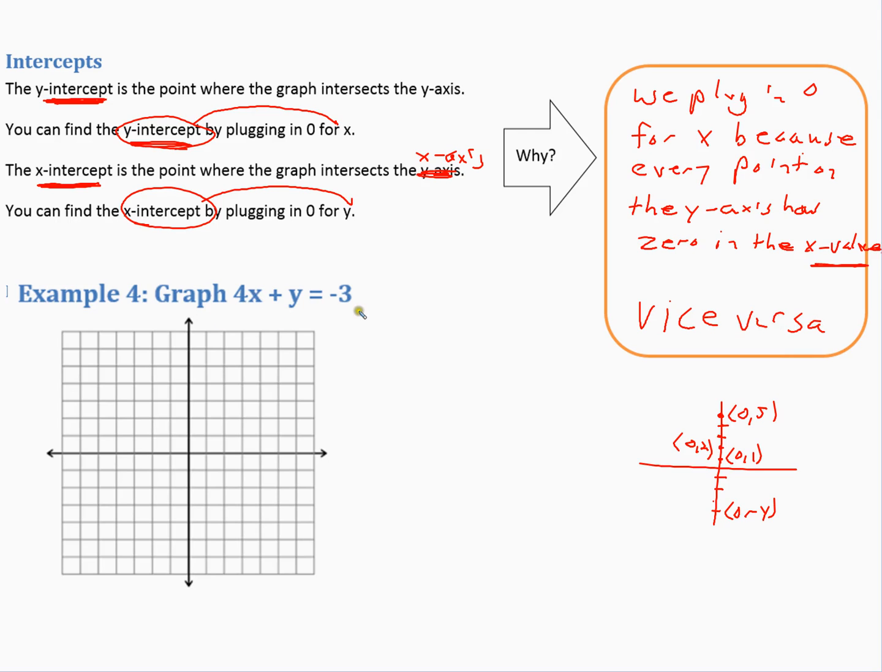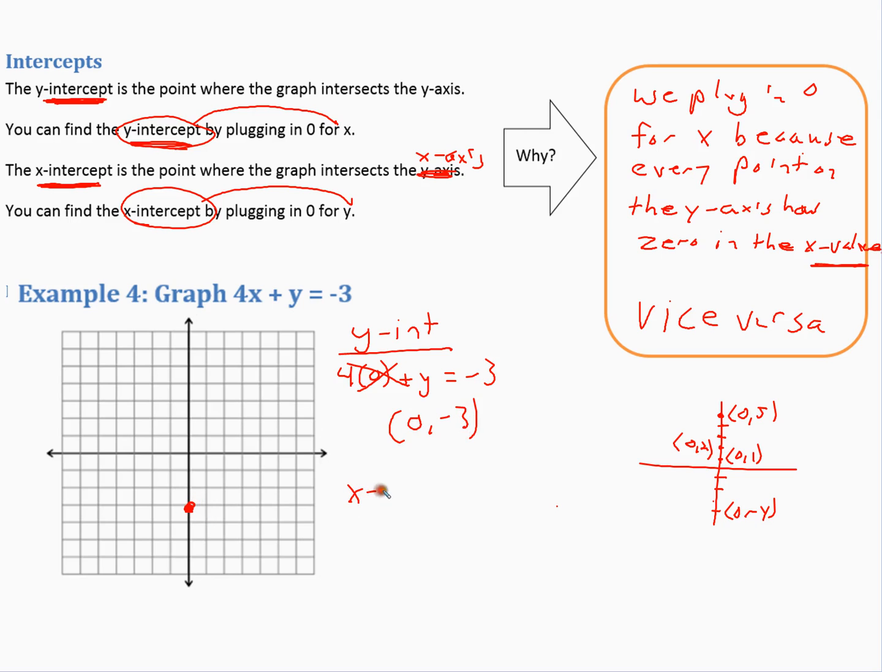If graphs are in standard form, as this equation is in standard form, finding the y-intercept and x-intercept are nice, easy, quick ways to graph an equation. So let's take a look at this. Let's find the y-intercept. Well, we can find the y-intercept by plugging 0 in for x. So we'll put 4 times 0 plus y equals negative 3. Obviously 4 times 0 is 0, so y equals negative 3. So our y-intercept is 0, negative 3. So I can find that y-intercept.